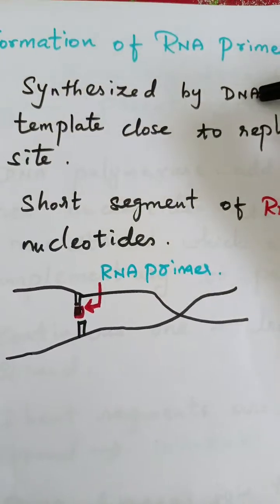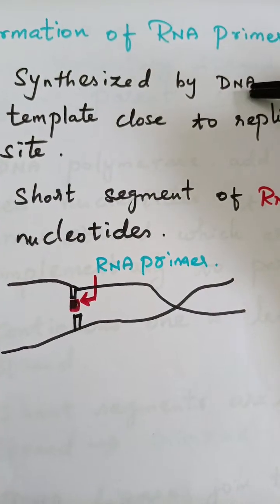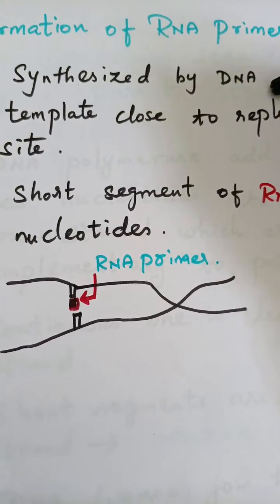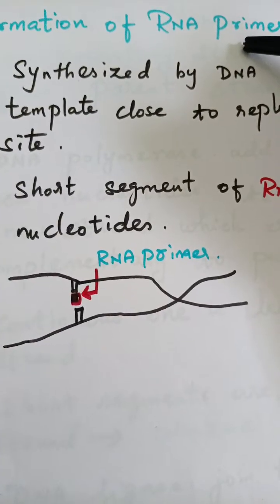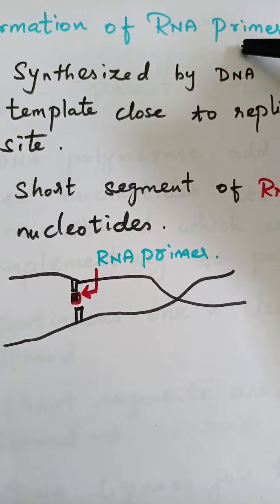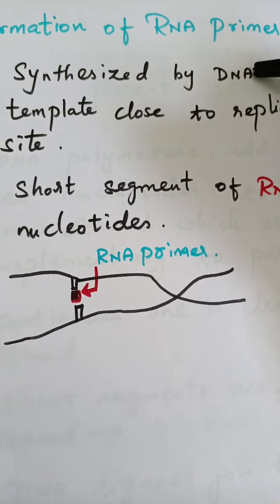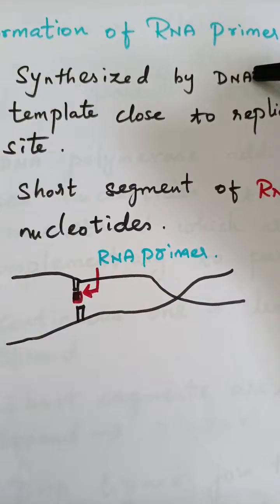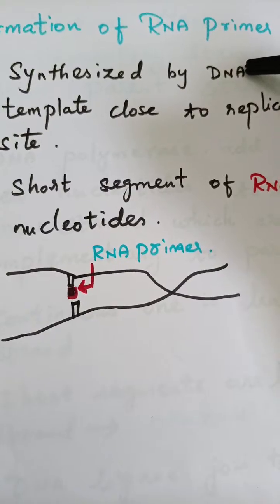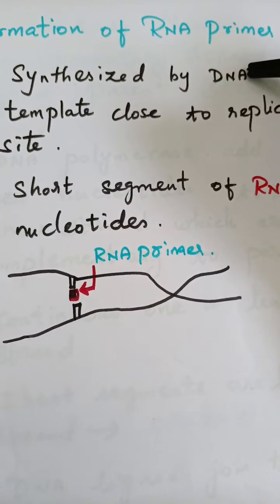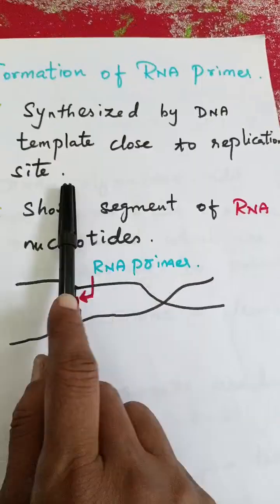The DNA template strand, I told you, that template strand will synthesize the RNA primer. So the DNA is going to produce its own copy of DNA. Along with that, it is also producing a primer, an initiation complex known as the primer. That is the RNA molecule, which is also produced by the DNA itself. Along with that, it is producing another molecule, the RNA primer, which is also essential for the DNA replication. So this primer is produced by the template strand at the replication site.